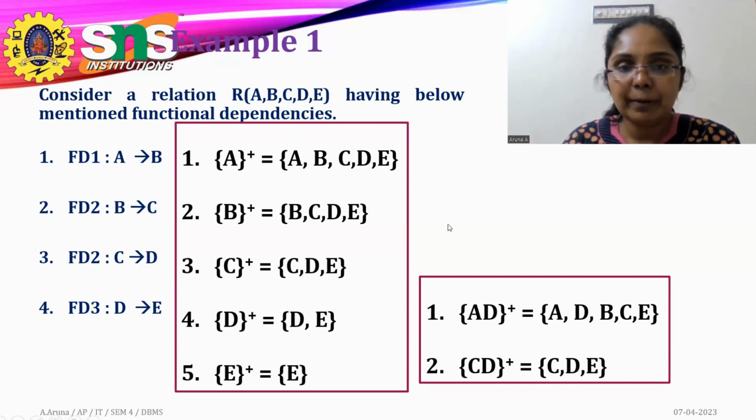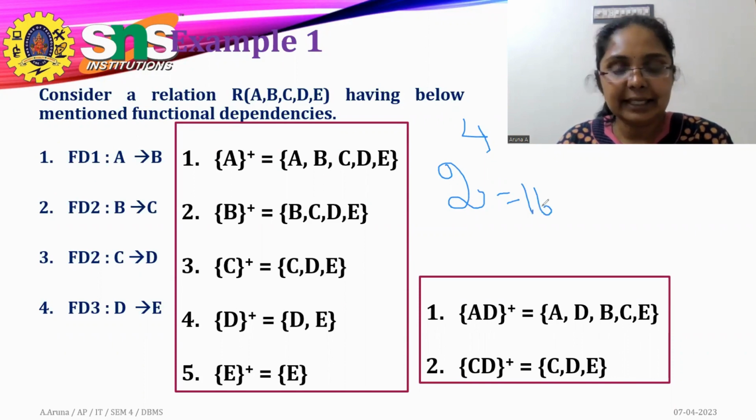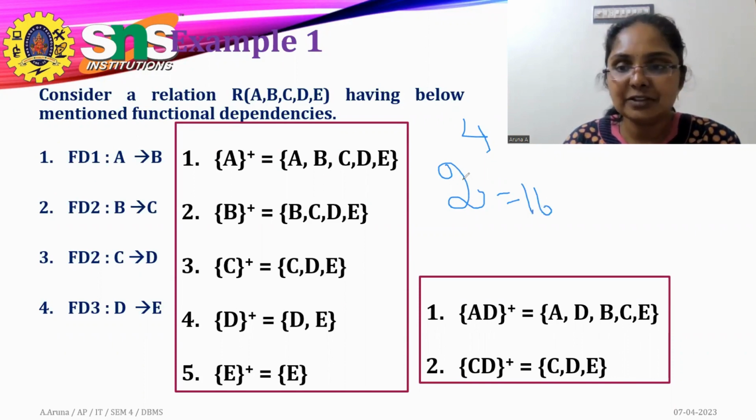So in this particular relation, 2 to the power of 4 is equal to 16 keys, because 2 into 2 is 4, 4 into 4 is 16. So in this particular relation, there are 16 super keys present and only one candidate key, that is A plus.